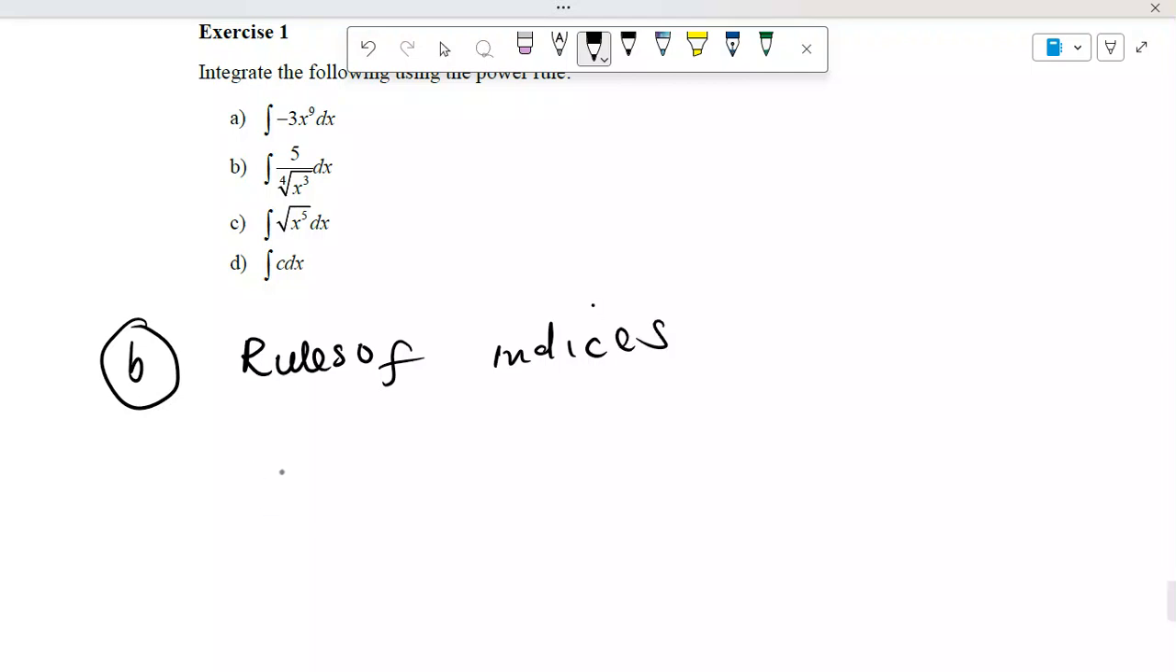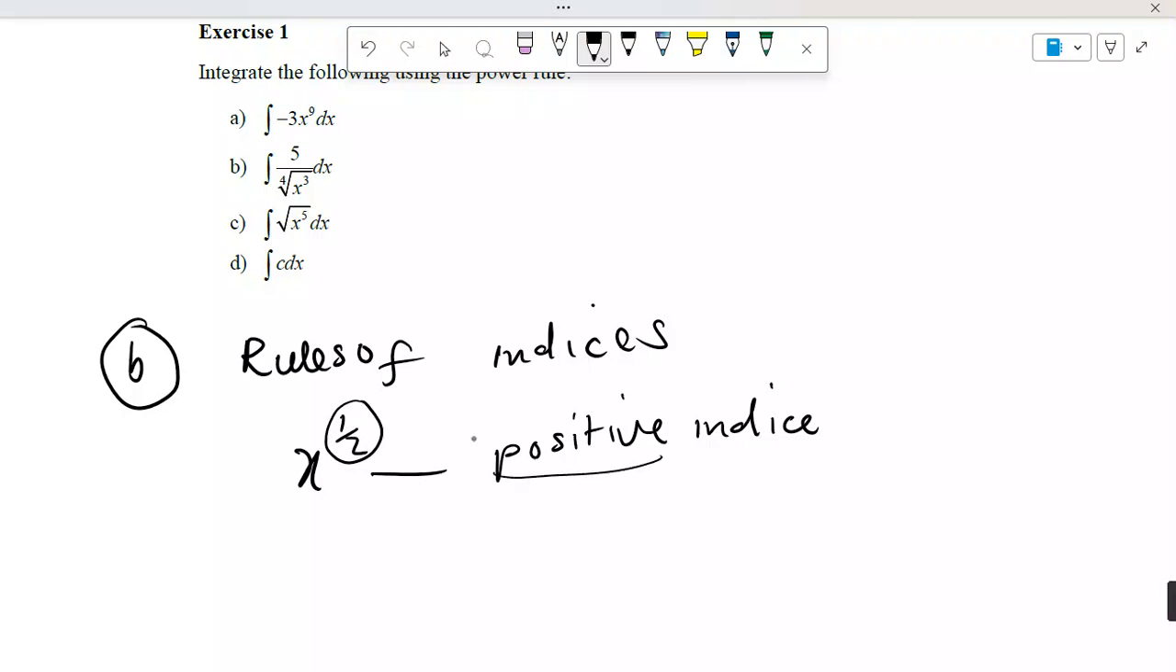This is what we call a positive index. So for example, x to the power 1 over 2. The power is positive, so this is a positive index. But if we write x to the power negative 2, the power is negative, so this is a negative index.